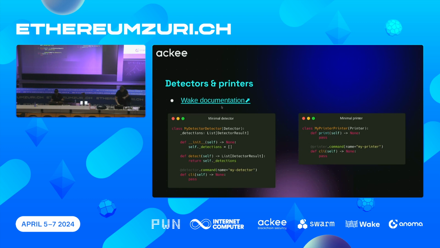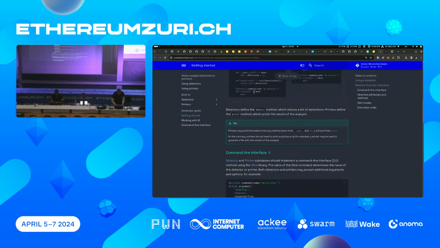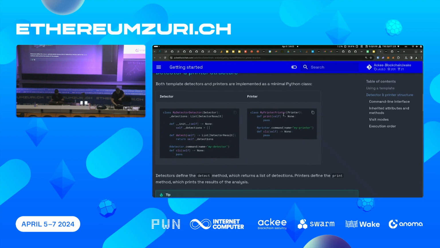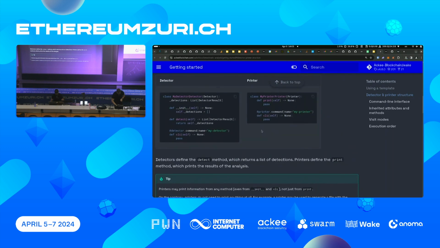I've got the link to the documentation, which shows a bit more. This is the same example that I showed you. And now let's talk about that CLI function. I will just go up. As you can see, there's a CLI function. It doesn't need to be named this way, but what's important is that there's the detector.command, and there's the printer.command, and that name defines the name of the printer or of the detector.